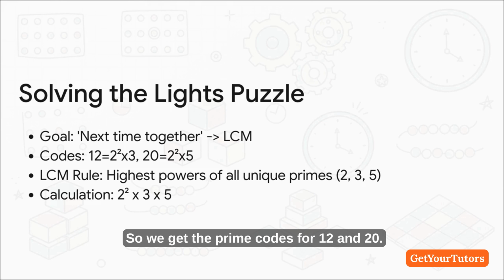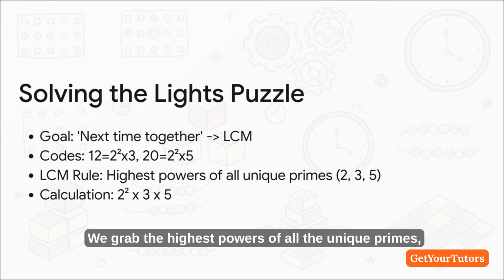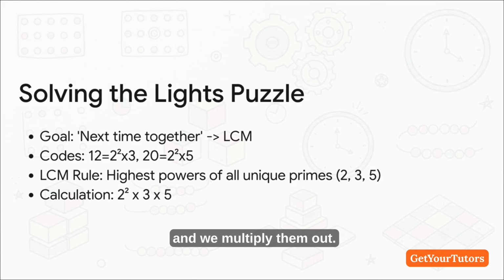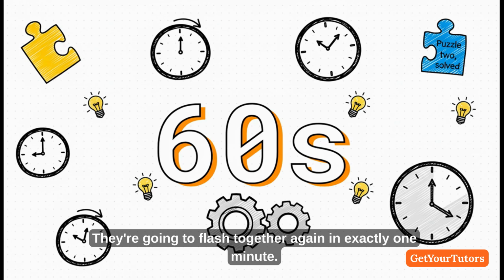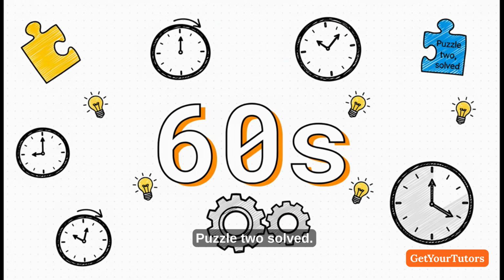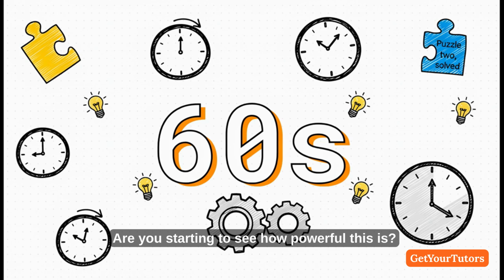So we get the prime codes for 12 and 20, we grab the highest powers of all the unique primes, and we multiply them out. And there it is, 60 seconds. They're going to flash together again in exactly 1 minute. Puzzle 2 solved. Are you starting to see how powerful this is?